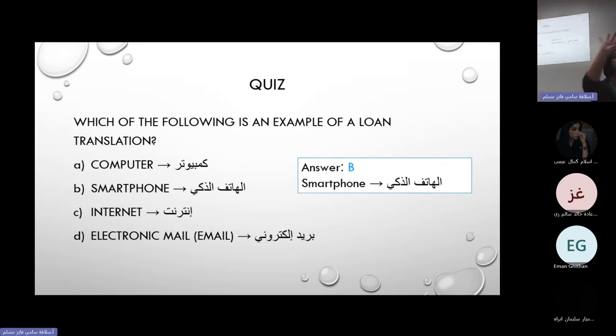We said loan translation. So we have to translate. Okay? So smartphone, the smart phone. Whereas on the other hand, computer, internet, and electronic mail are total borrowing. Okay?